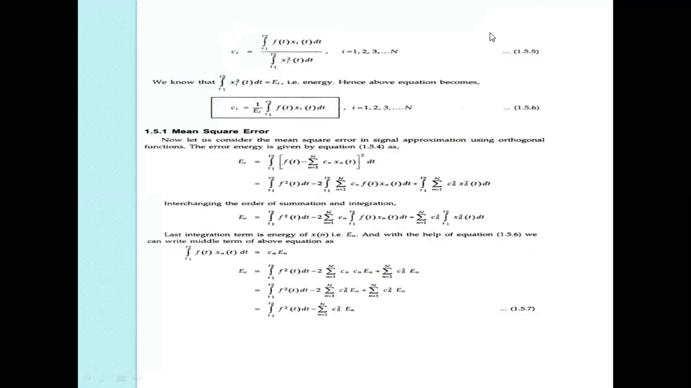Not the error, the mean square error. The mean square error and the error energy are related as the mean of E squared of t equals E by T2 minus T1. So substituting, E is equal to the integral from T1 to T2 of F squared of t dt minus the sum of n equals 1 to n of Cn squared En, divided by T2 minus T1.